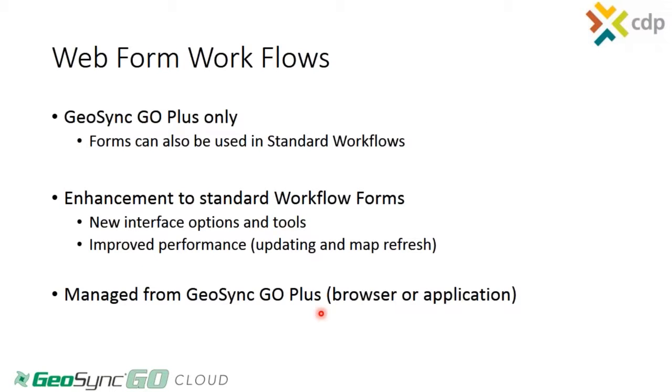We will be using our web form workflows that we've discussed previously. These web forms are only available through GeoSync GO Plus. They cannot be used in the older GeoSync GO Mobile or the GeoSync GO Desktop. The GeoSync GO web forms are, as we've talked about before, an enhancement to our work form solutions. It's basically a new interface. We have a lot of new options and tools, particularly in the forms themselves for types of fields, drop downs, check boxes, a lot of neat stuff. You can refer back to one of the other videos to find out more about that.